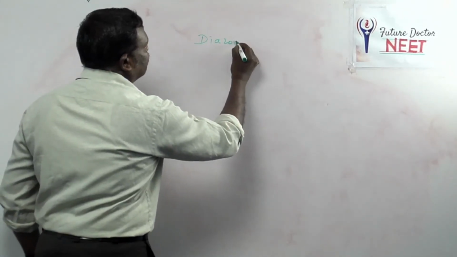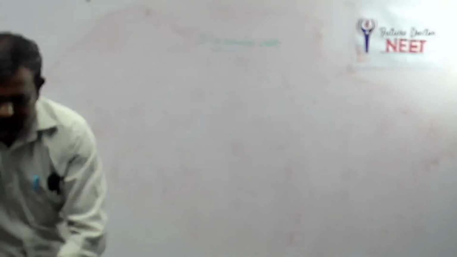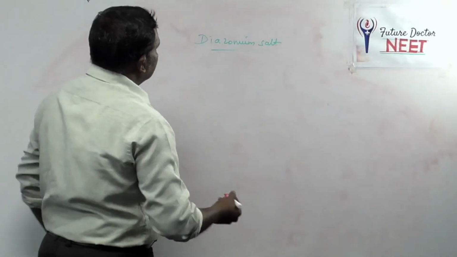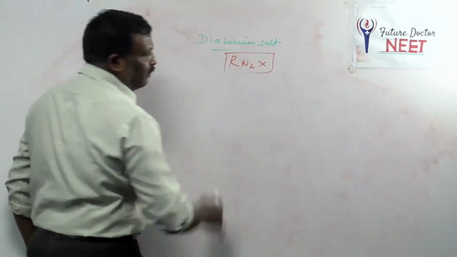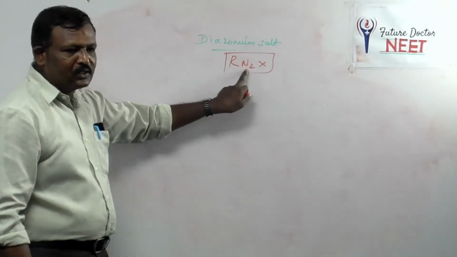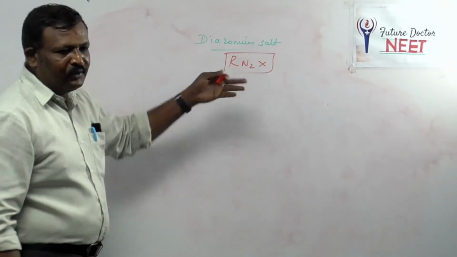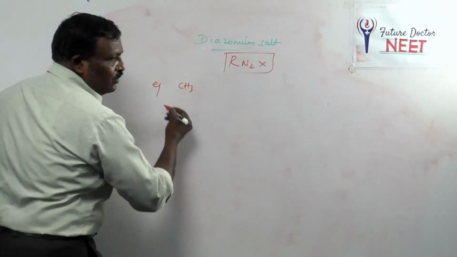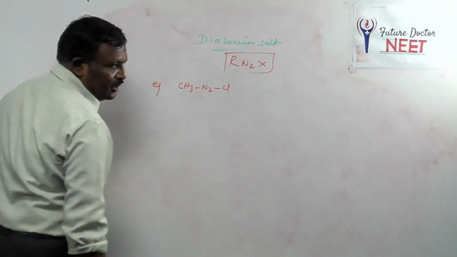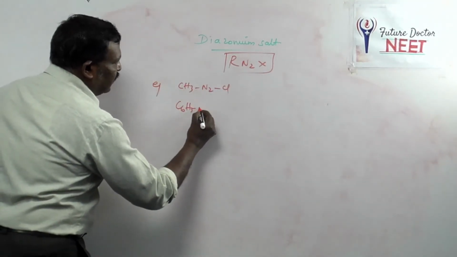You write diazonium salt. Only 1 or 2 pages in your textbook. What's the formula? RN2X. This is the general formula. Diazonium, N2. X means any halogen. R means any aliphatic or aromatic group. You know that. Examples: I put CH3 N2, I use Cl. Methyl diazonium chloride. Understood? Aromatic means C6H5N2Cl.